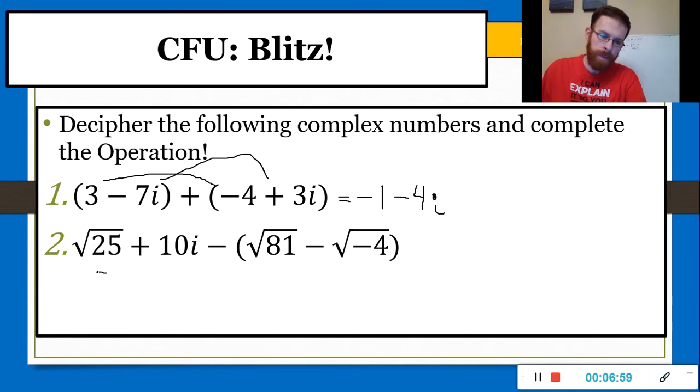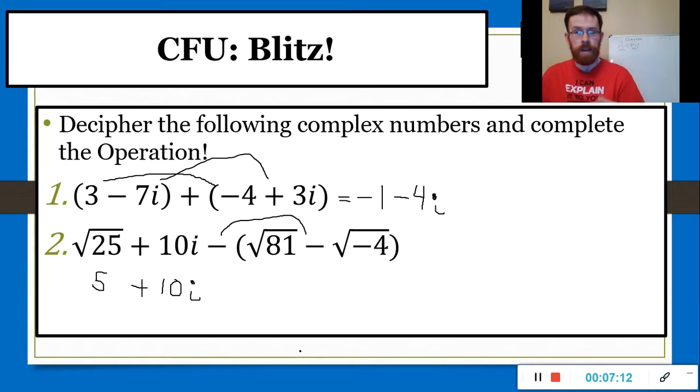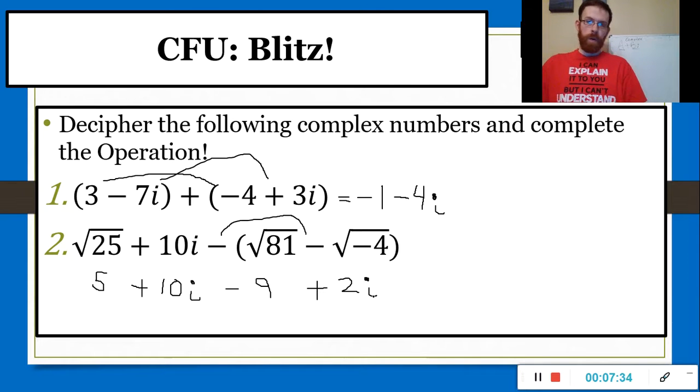Alright, so for the second one, you do have to do some deciphering. Square root of 25, that's just a 5. Plus 10i, nothing you need to change there. Now be careful about this one. You still have a minus, a negative, so that's going to be adding a positive when you're done. Square root of 81, 9, so I've got a minus 9. And now when you minus a negative, that's the same thing as adding a positive. Now square root of 4, hopefully you had that done on your own. That's going to be 2i, because remember, you can separate the square root by making it a positive square root of 4 with i on the outside, and then you just do the square root of 4.